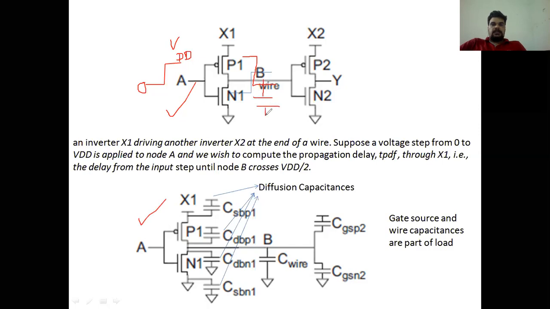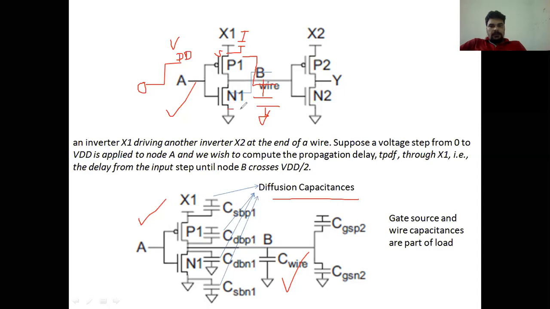Let's say the capacitance of the wire is C wire. So this is the wire capacitance. There are some diffusion capacitances also involved. This is your source terminal. Between source and body terminal, there is one diffusion capacitance that is connected to the supply.